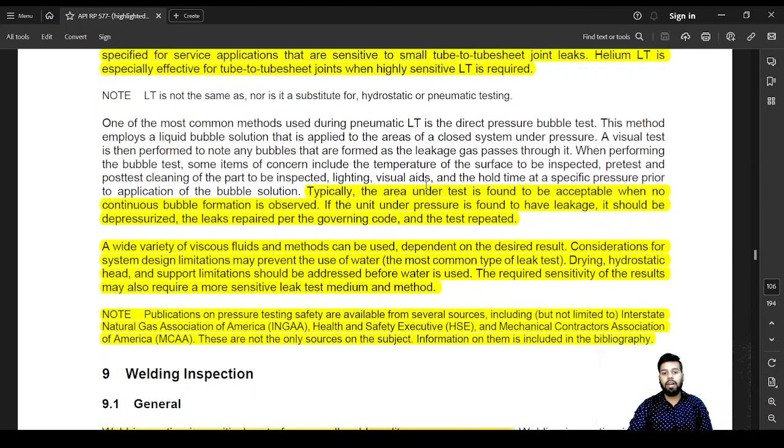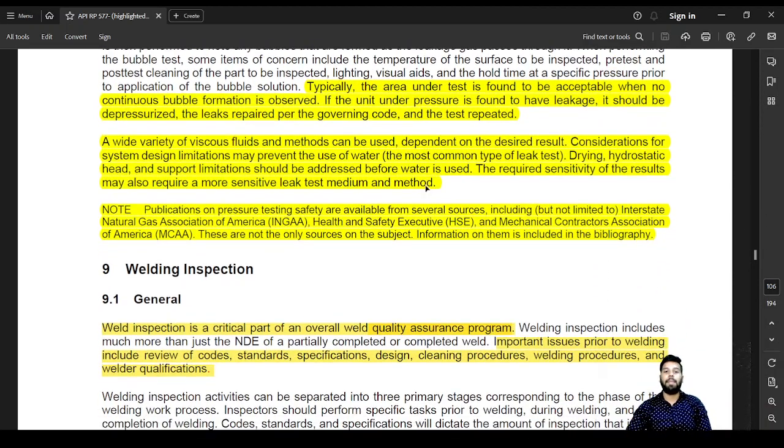A wide variety of fluids and methods can be used depending on the desired result. Considerations for system design limitations may prevent the use of water. Drying, hydrostatic head and support limitations should be addressed before the water is used. The required sensitivity of the results may also require a more sensitive leak test medium and method.